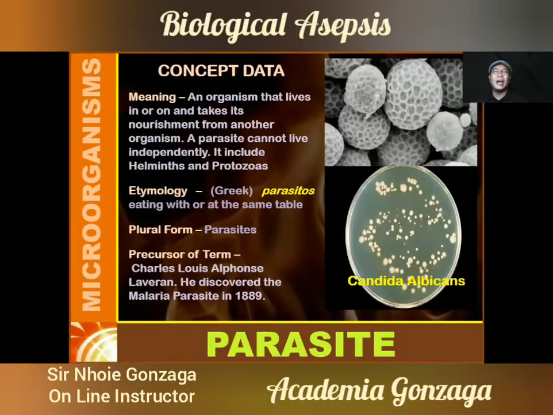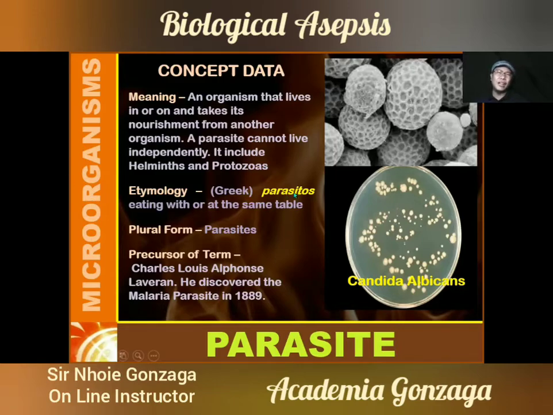Next is parasite. A parasite is an organism that lives in or on and takes its nourishment from another organism. A parasite cannot live independently. It includes helminths and protozoa, meaning a parasite cannot live without taking food or other needs from other organisms.